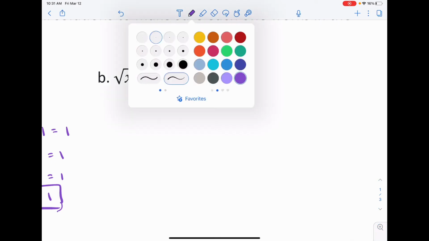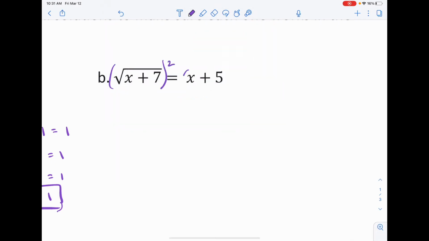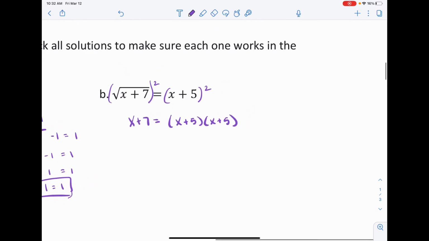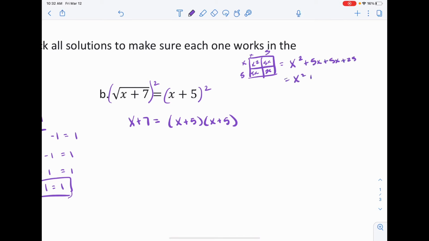All right, so let's go ahead and square both sides right away. So we've got x plus 7 is equal to, and then this becomes x plus 5 times x plus 5. To the side here, we can do our box method. So that's x squared, 5x, and 25. So that's equal to x squared plus 5x plus 5x plus 25, which is equal to 10x plus 25. So we've got x plus 7 equals x squared plus 10x plus 25.